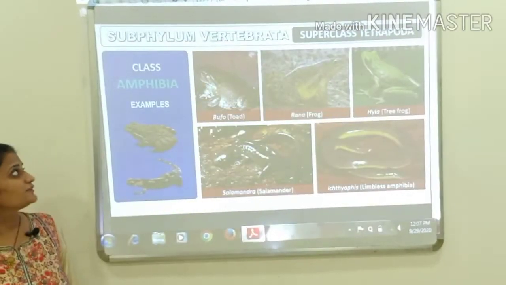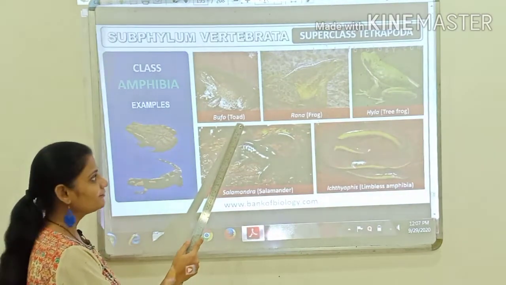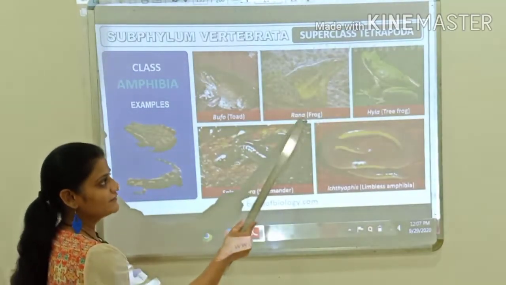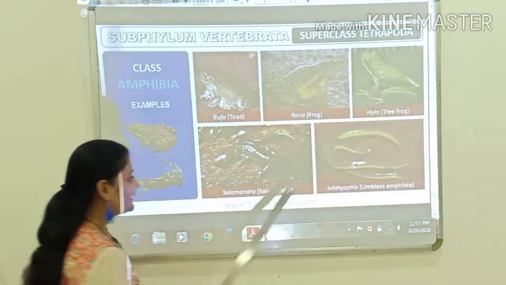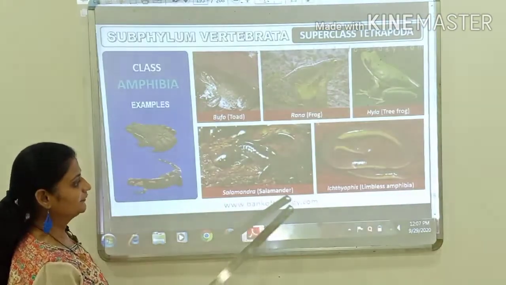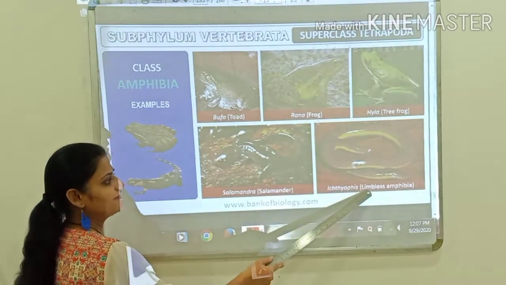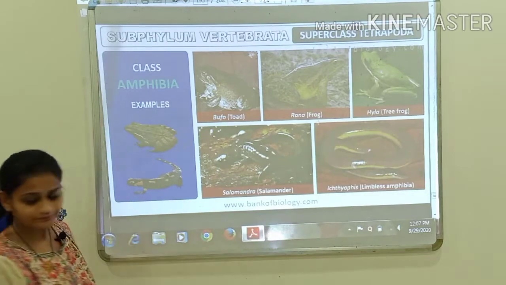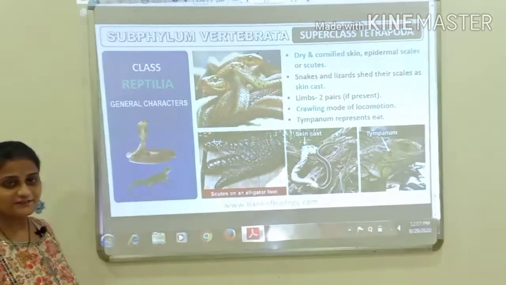Certain examples of the class Amphibia are bufo, that is toad, rana, that is frog, hyla, that is tree frog, salamander, salamandra, and the limbless amphibia. Moving to the next class.